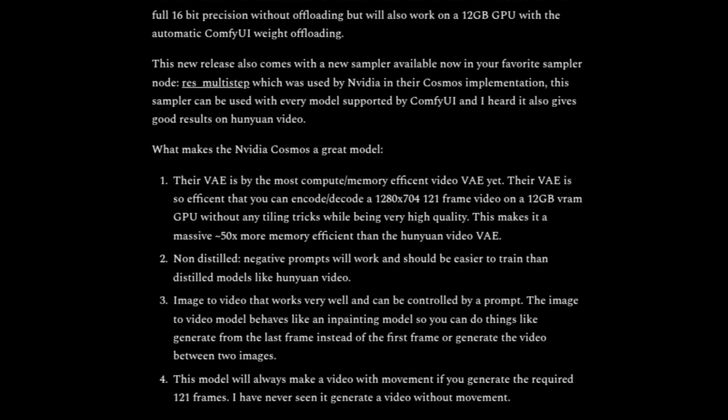Image to video works very well and can be controlled by a prompt. The image to video model behaves like an in-painting model, so you can generate from the first frame or generate a video which interpolates between two images. This model will always make a video with movement if you generate the required 121 frames.